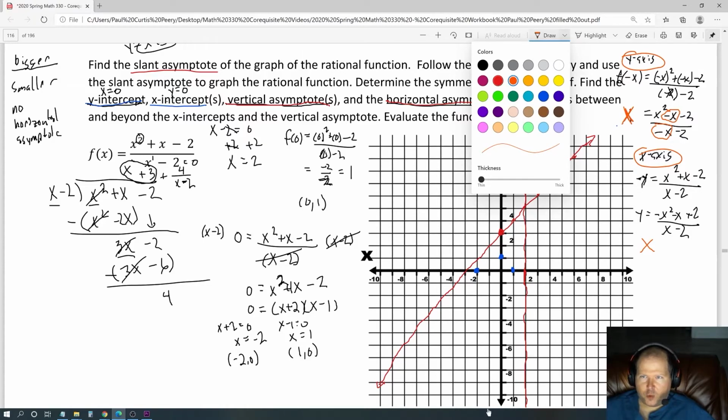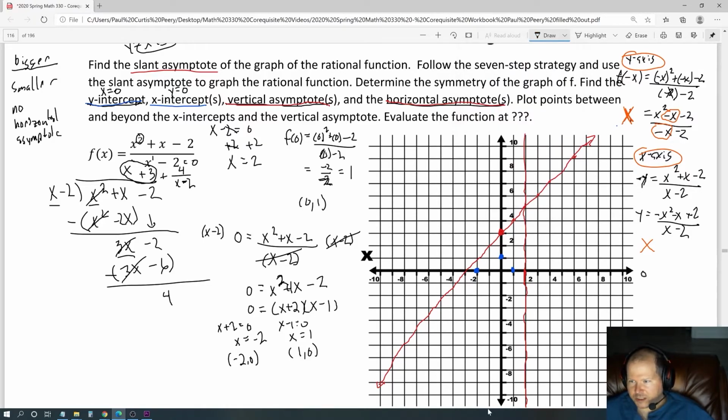And then of course we have origin symmetry. So origin symmetry, just proving it: I'm going to plug in a negative x, and I'm going to plug in a negative y. Okay, fair enough. So I say negative y is equal to, and we already plugged the negative in for the x, so I'm just going to use that result. I'm running out of room. So we have x squared minus x minus 2 all over negative x minus 2, and that's not the original.